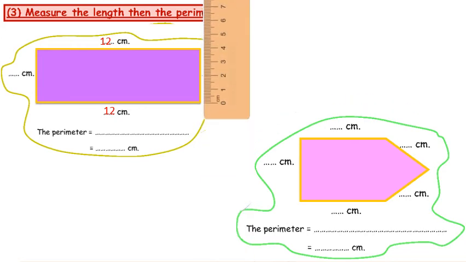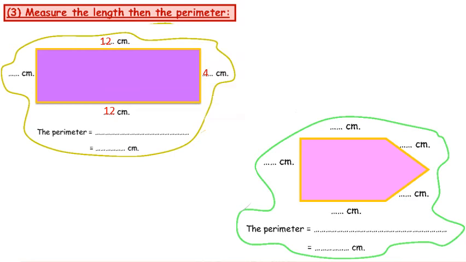Okay, I want to measure this side from 0 to 4. So this side is 4 centimeters, and the side opposite to it is 4 centimeters too, because it's a rectangle. To know the perimeter, add all the side lengths of this rectangle. 12 plus 4 plus 12 plus 4 equals 32 centimeters. So the perimeter of this rectangle is 32 centimeters.